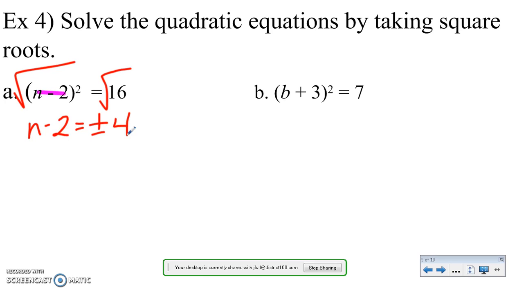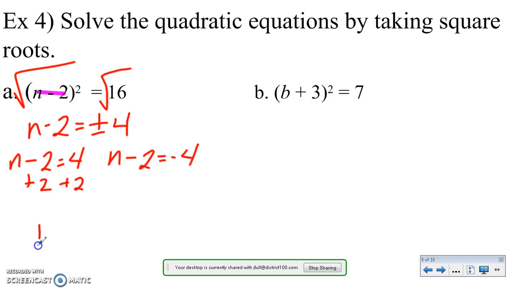Now, you'll notice that this time, which is a little different than the other ones, we have something left with our n. So what we're going to do is we're going to go ahead and split this into two parts. This means we have two equations. The first one is n minus 2 equals 4. And the second one is n minus 2 equals negative 4. And we need to solve each of those. So we're going to add 2 to both sides for the first one, which gives us 6. And we're going to add 2 to both sides for the second one, which gives us negative 2.